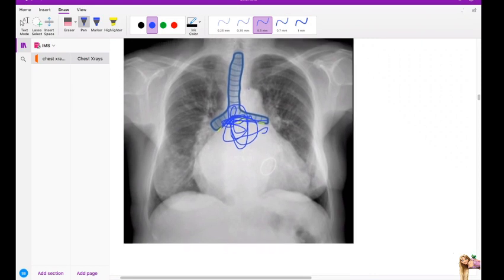Anyways, you can see there's this. What is this? Myxoma. What is this? Is that a pacemaker? No, it's a prosthetic. It's a mitral valve. So this patient has had mitral valve replacement surgery.